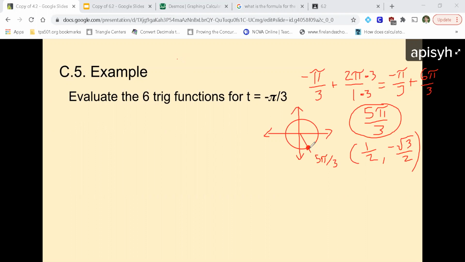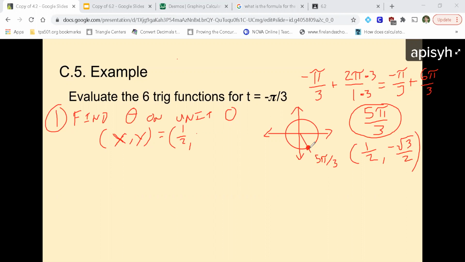All right, so remember there are 2 steps to solve all of these problems. First is to find your angle on the unit circle. And that should give you your x, y values. For our problem, that's a half, negative square root of 3 over 2. Okay, any questions about the first step, how I got these numbers, a half and negative square root of 3 over 2?